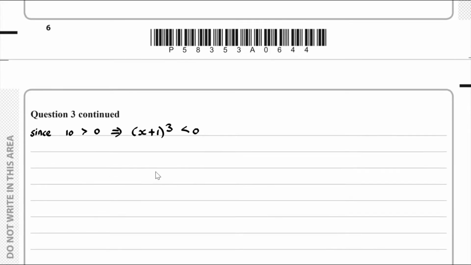So we're solving the inequality x plus 1 all cubed is less than 0. And if we cube root both sides, we have x plus 1 being less than 0, and therefore x is less than minus 1.